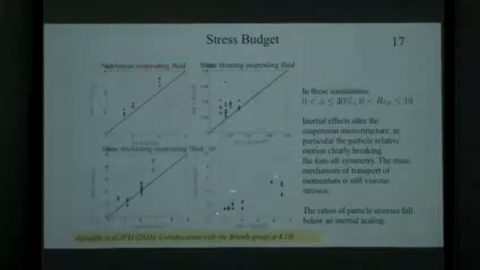All of the data fall below this line, meaning that what we do in the range of solid volume fraction and particle Reynolds number is the following. Increase inertia, the solid volume fraction is not dense enough to do anything other than changing the microstructure. That change of microstructure increases the viscous dissipation, and that's what we are seeing.